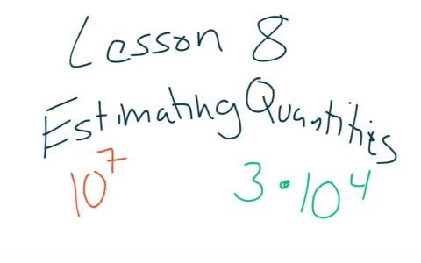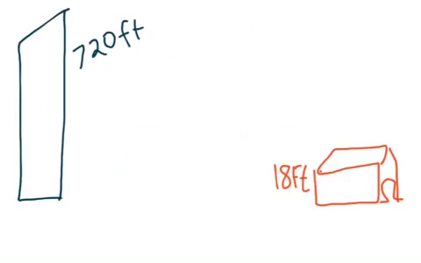So today, Lesson 8, we're going to do estimating quantities. Before we get started, I just want to go over a quick example because we're going to see some situations like this, and sometimes students aren't exactly sure what to do. Right here I have two buildings. I have the skyscraper here that's 720 feet, and this barn over here that's 18 feet. And what I want to know is how many times larger is the skyscraper than the barn?